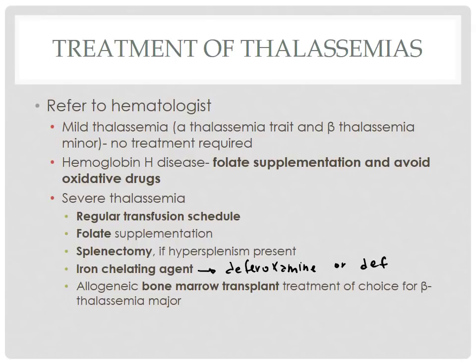or deferasirox. And these are easy to remember because you have this chain of "defer" in here on both of them. And if you think of it this way, divided in half, you have "fer" as in ferritin and "D" as in getting rid of, so it's getting rid of iron. And then also for some patients with very severe thalassemia, such as beta thalassemia major, they may eventually end up needing a bone marrow transplant to cure their disease.